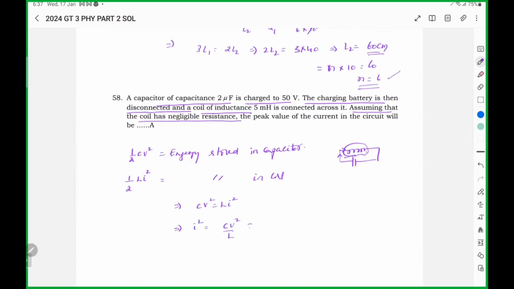So he is asking for the peak value of current. With capacitance 25 into 100, 5 into 10 power minus 3, so here it is 1 ampere.